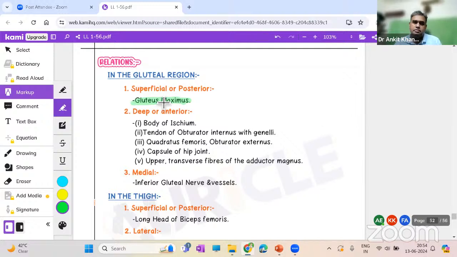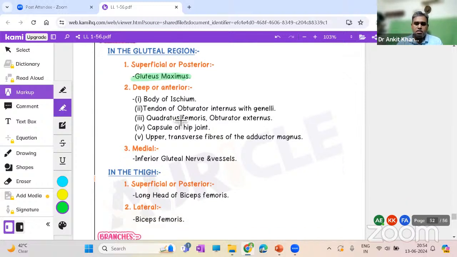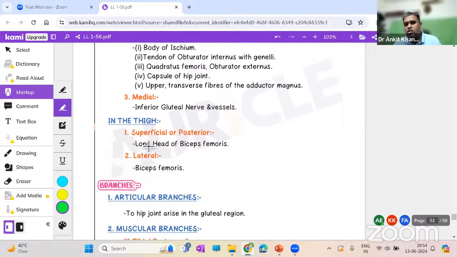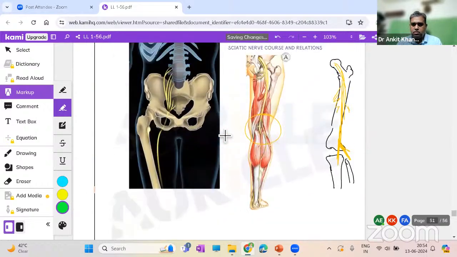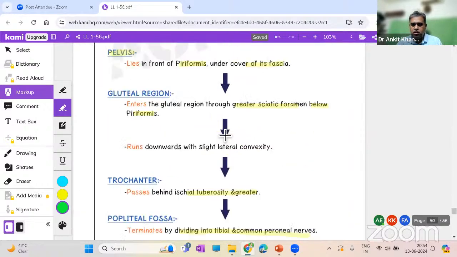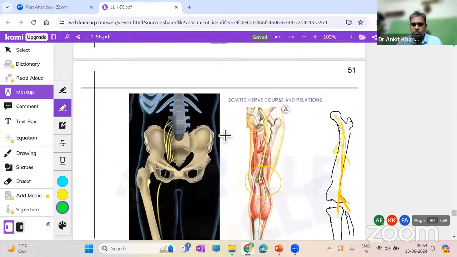In the thigh region, because the sciatic is only up till the thigh, no? Below the thigh, it will divide into 2 branches. So in the thigh region, which structure is crossing the sciatic nerve? Thigh, not gluteal region. In the thigh region, as you see down over here, only this long head of biceps femoris muscle is the one that is crossing the sciatic. That is the point. Let me show you if there's some image above, or it might be somewhere below also. Let us see.